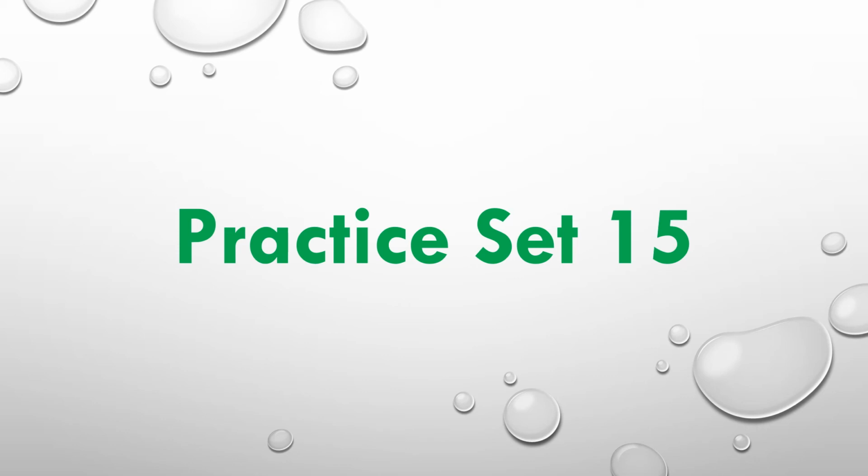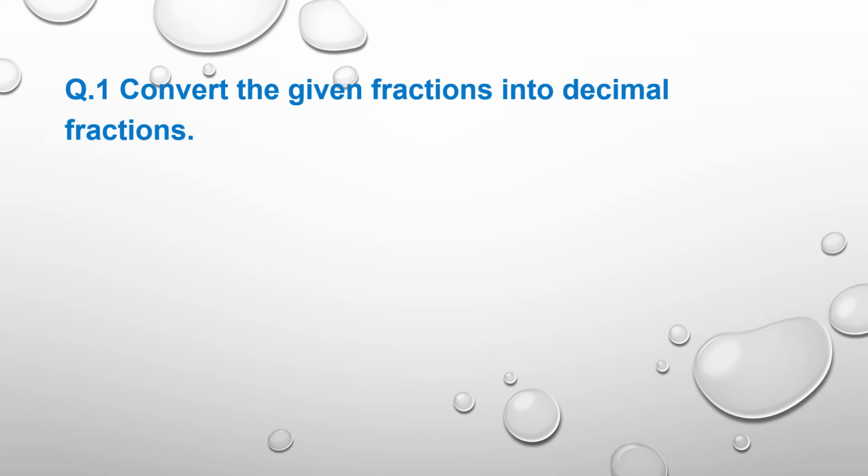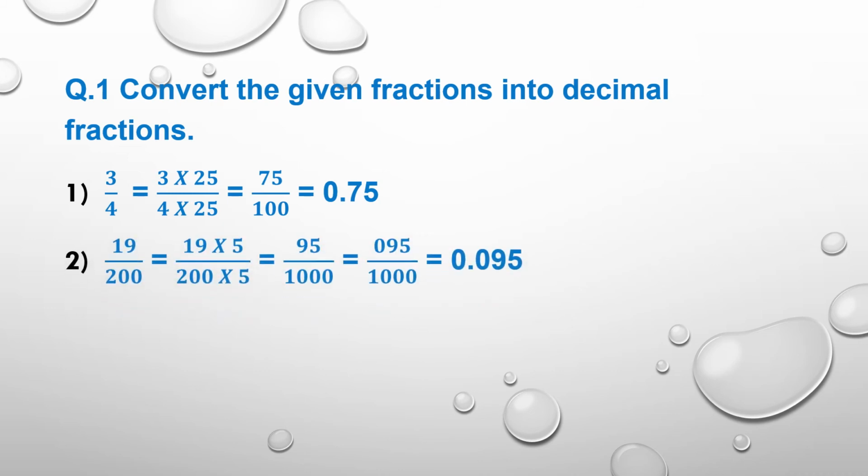Practice set 15. Question 1. Convert the given fractions into decimal fractions. First, 3 upon 4 is equal to 3 into 25 upon 4 into 25, which is equal to 75 upon 100, which is equal to 0.75. Second, 19 upon 200 is equal to 19 into 5 upon 200 into 5, which is equal to 95 upon 1000, which is equal to 0.095.